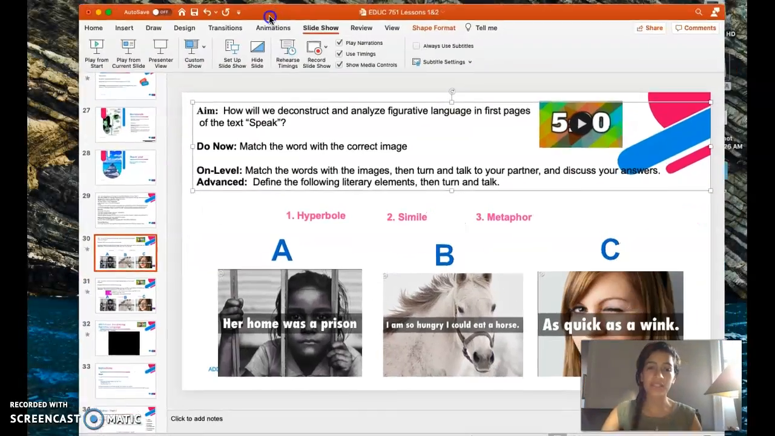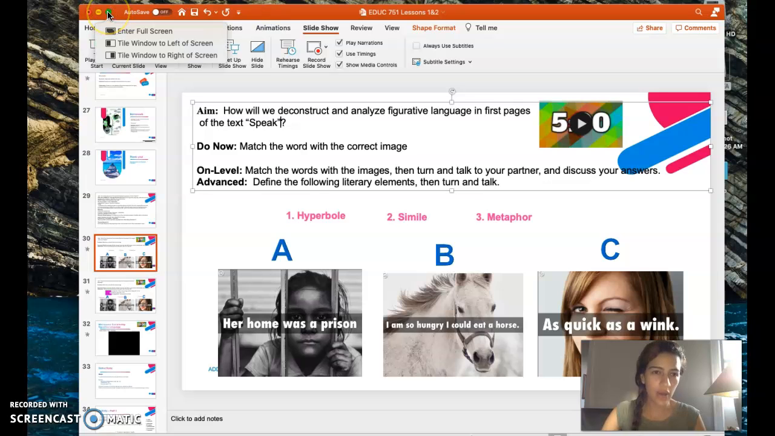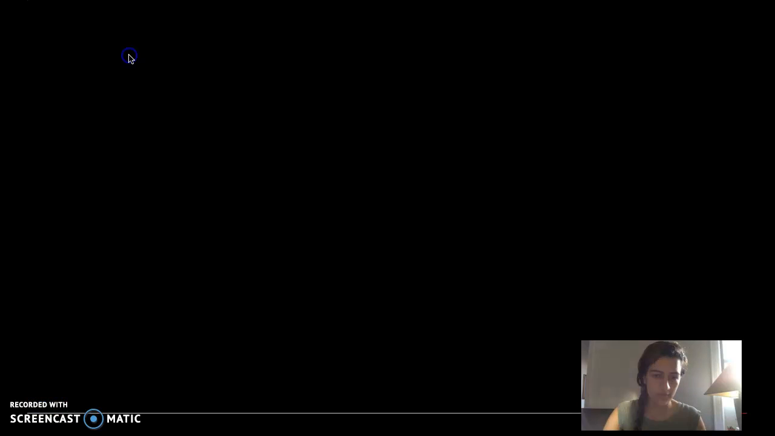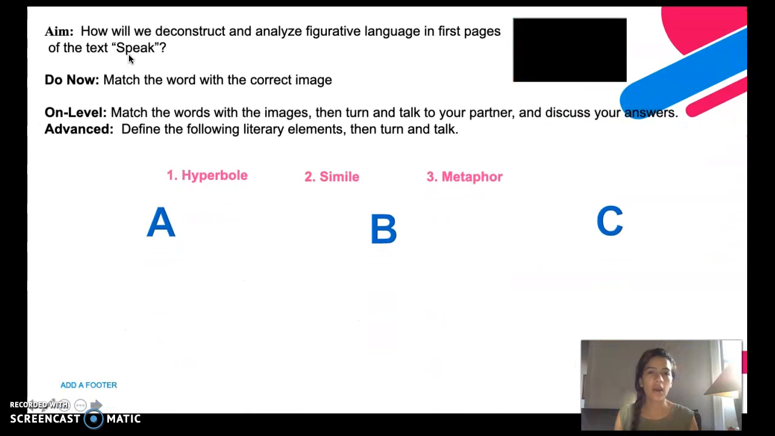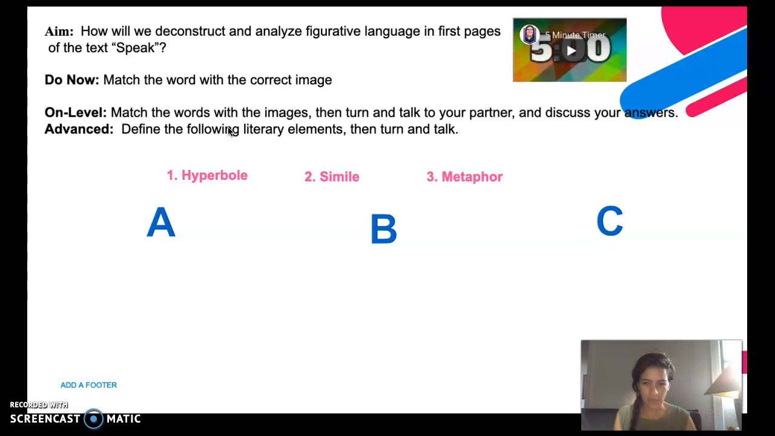Okay, so first let's start our lesson with the do now. Can we have somebody read the aim, please? Sure, yes, absolutely. Next time, please raise your hand. So here we go. How will we deconstruct and analyze figurative language in first pages of the text Speak? Very good, thank you so much.